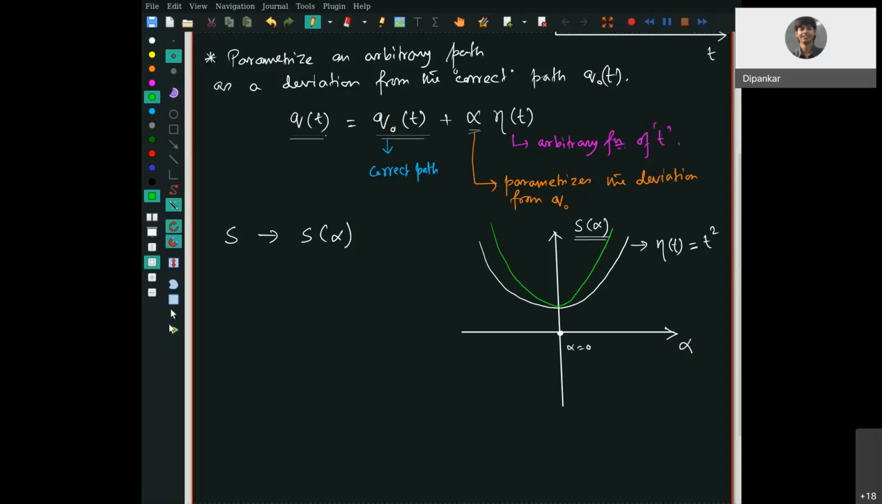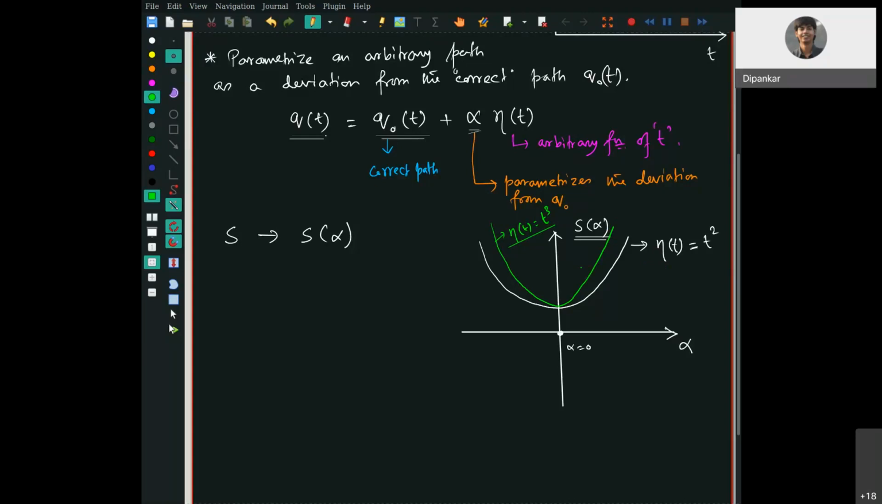I'm drawing it super nicely. So suppose this is eta t equals t cube. Different choices of eta t will give you a different structure for this curve, if I might say. But the truth remains that for all possible choices of eta t, at alpha equals 0, you will have the minimum of S.